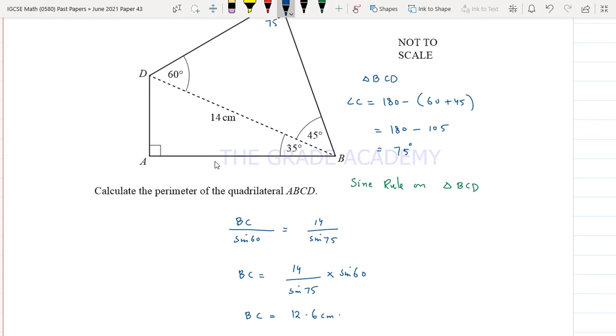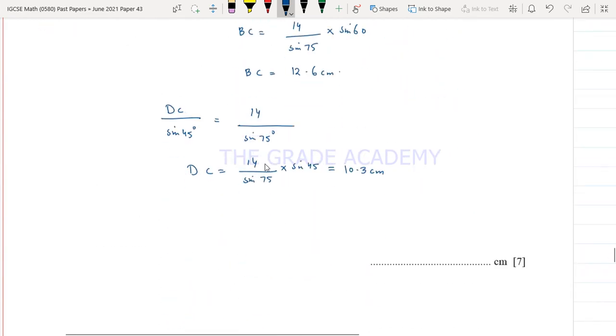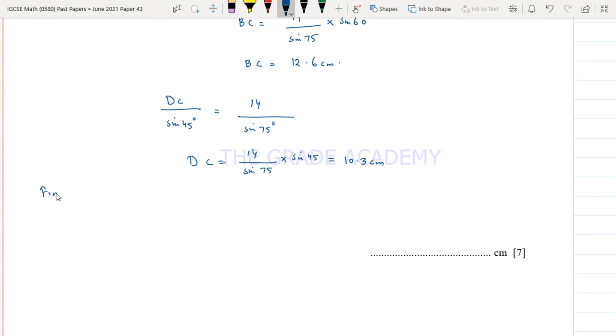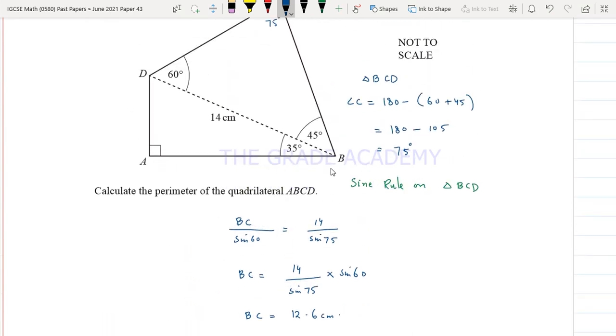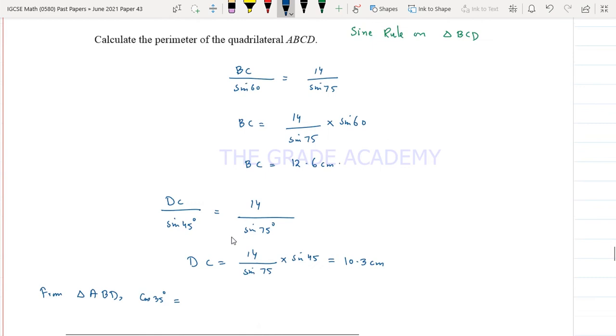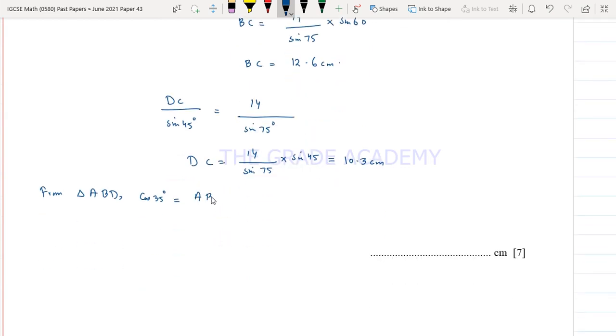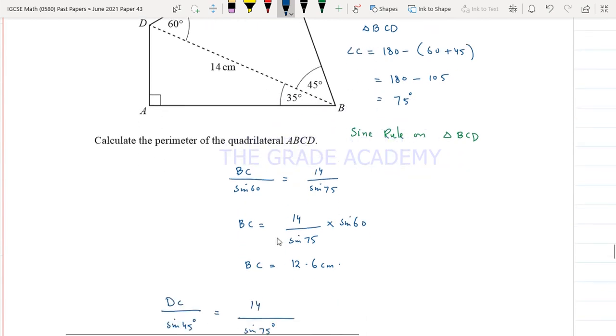So these two lengths can be easily found by taking sine and cosine of the angle 35. So from the triangle ABD, cos of 35 is equal to AB over 14, and sine of 35 is equal to AD over 14.